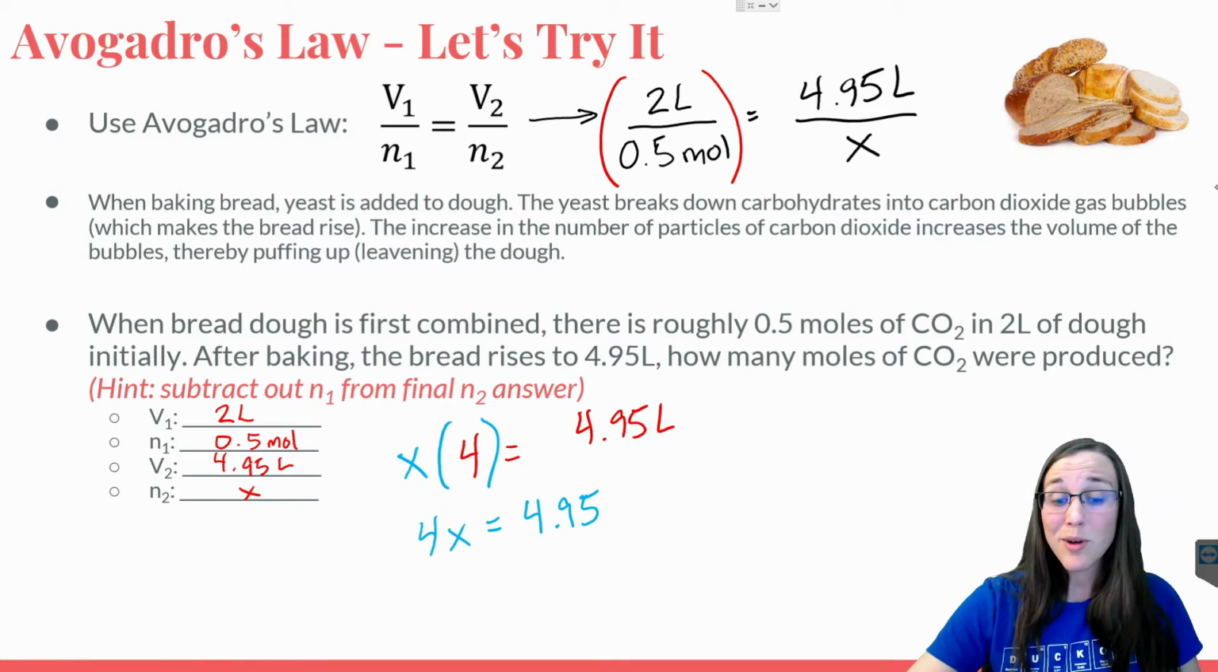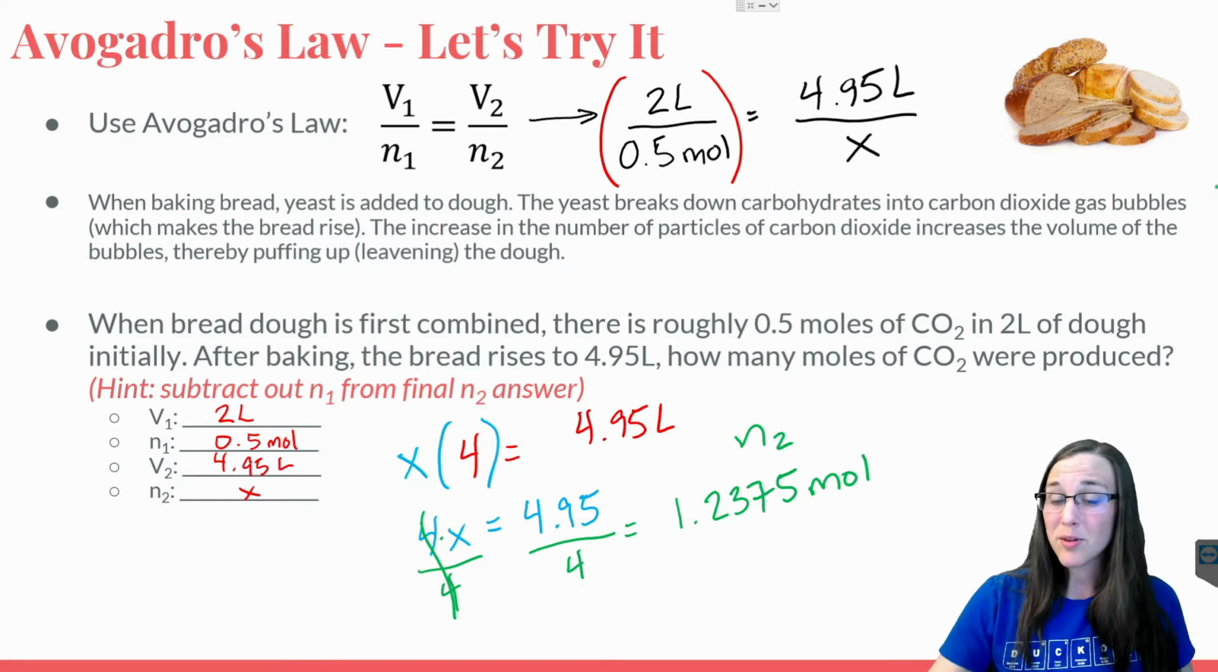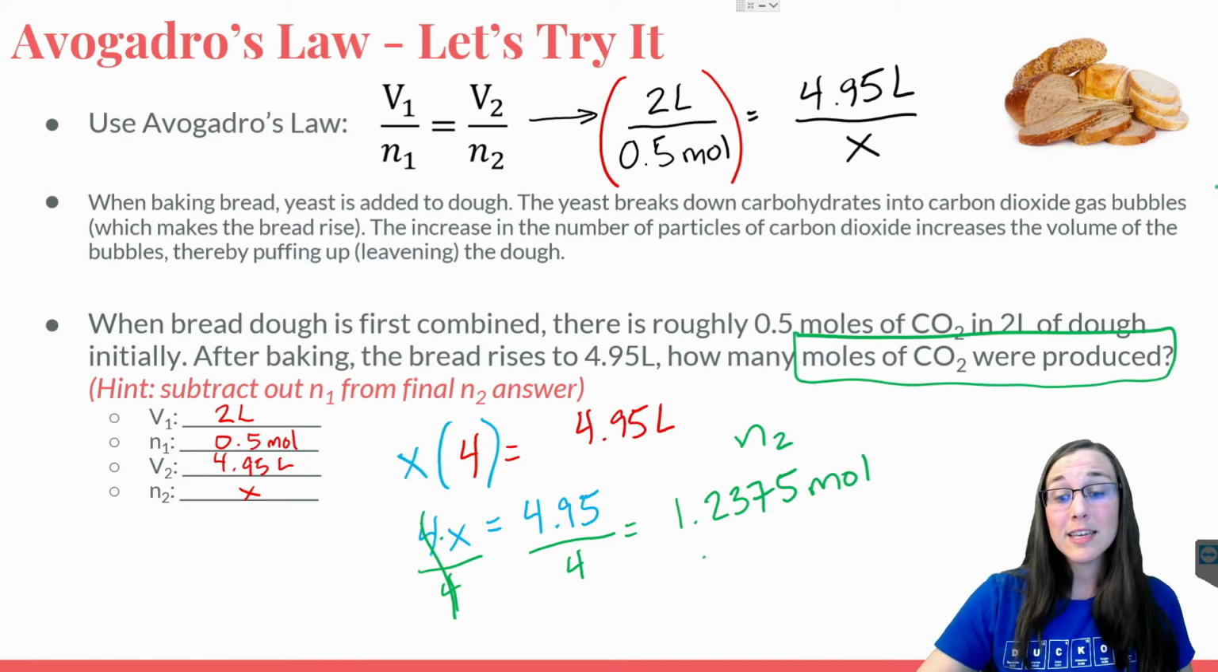Now, in order to undo the 4 from the x, which is currently multiplying, we need to divide. So divide off your 4 from both sides, and that will get x alone. 4.95 divided by 4 gives us a value of 1.2375 moles as our N2 answer. Now remember, the question is asking how many moles of CO2 were produced. This is the total amount of moles.